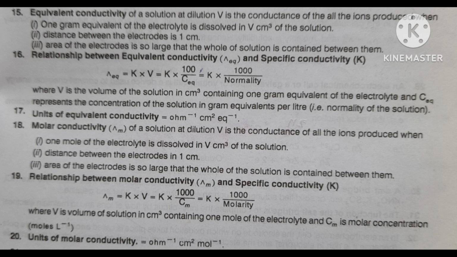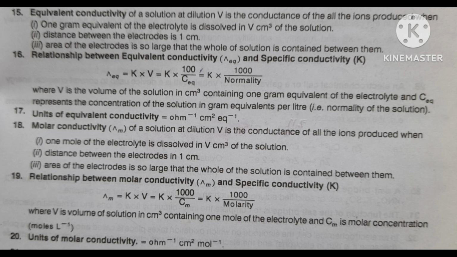Now molar conductivity, it is again the same way as equivalent conductivity. Here in the place of equivalent you have to use the term mole. It is represented by delta small m. Molar conductivity of a solution at a dilution V, V means volume, is the conductance of all the ions produced when 1 mole of the electrolyte is dissolved.